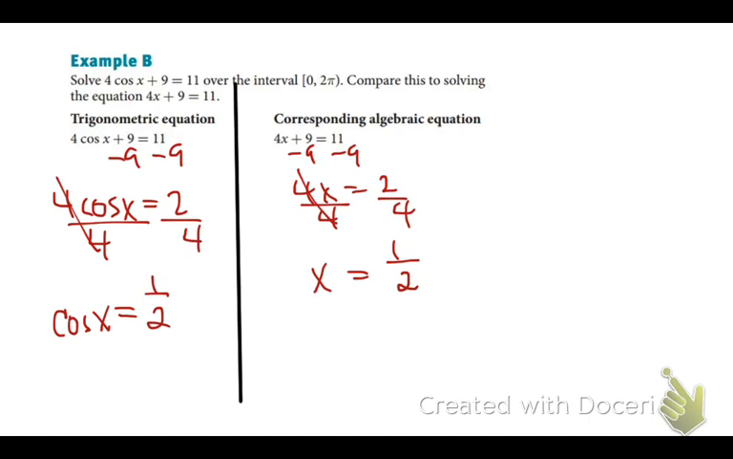Okay, so let's go back to our directions. Our directions said that we are going to solve our 4 cosine x plus 9 over the interval of 0 to 2 pi. Okay? So once we find our two angles in that 0 to 2 pi, we will be done. We don't have to do plus our 2 pi k because they're saying specifically we're only going to grab those. Okay, so where is cosine equal to a half?